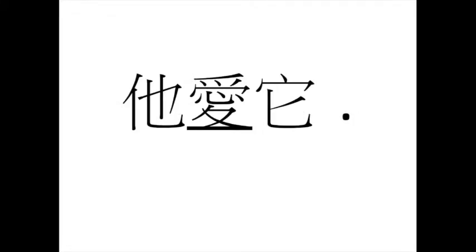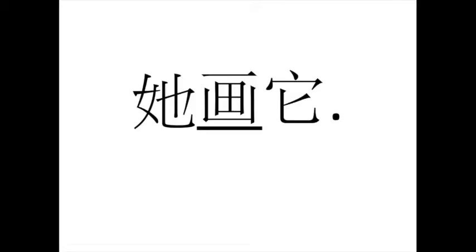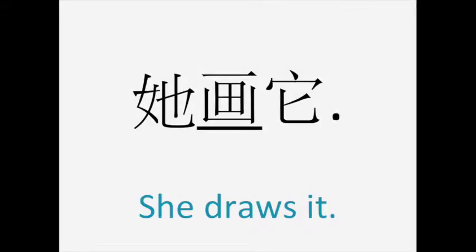So what does this say? He loves it. He loves it, right? Note the inflected S, the line under the character. That communicates that it's loves and not love. And now what about this? What does this say? She draws it. Again, there's a line under draw to make it draws. She draws it.